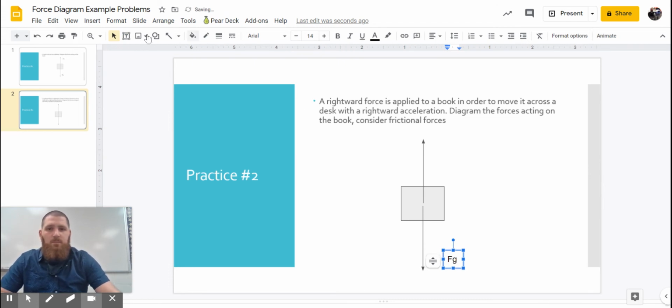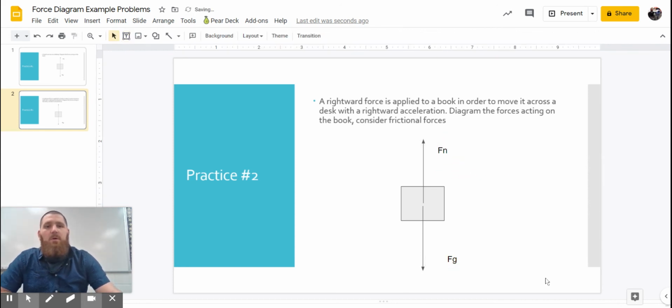Fg, and then insert another text box for Fn. All right, so now we need to consider our side-to-side forces, because we've got the two that we identified from the previous problem. Now we need to identify the two side-to-side forces we're missing here because we do have a rightward acceleration. A rightward force is applied. So guys, this gives us the name of the force and everything right here. We have a rightward force that is applied. That's an applied force. So we can draw an applied force to the right.